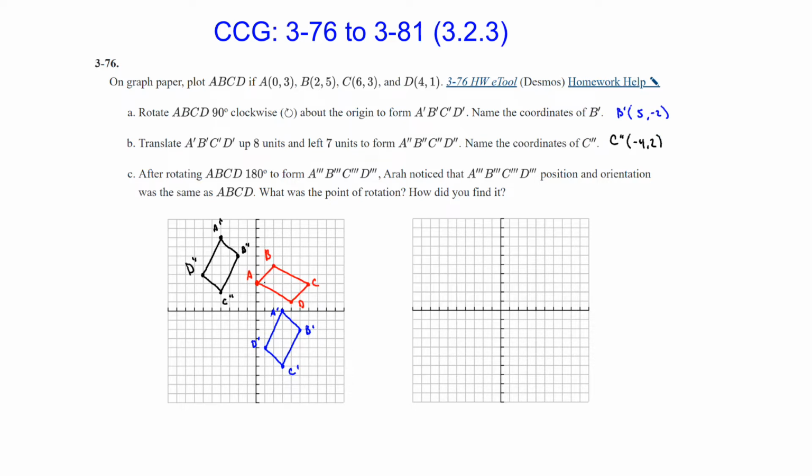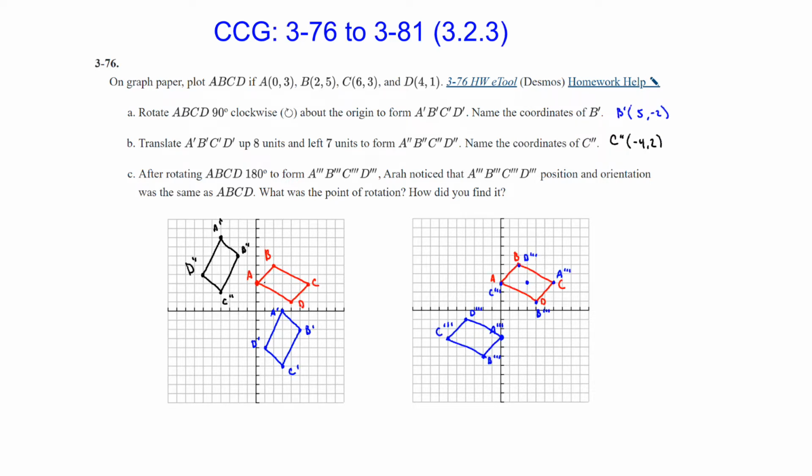And then on part C, after rotating A, B, C, D 180 degrees to form your new A double prime and so on, notice that A triple prime position and orientation was the same as the original A, B, C, D. What was the point of rotation and how did you find it? So I'm going to use my other graph here, our coordinate plane, to do that.